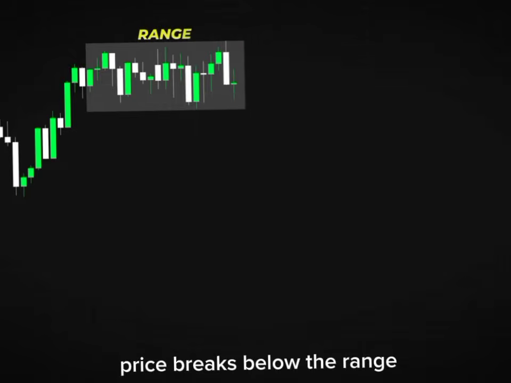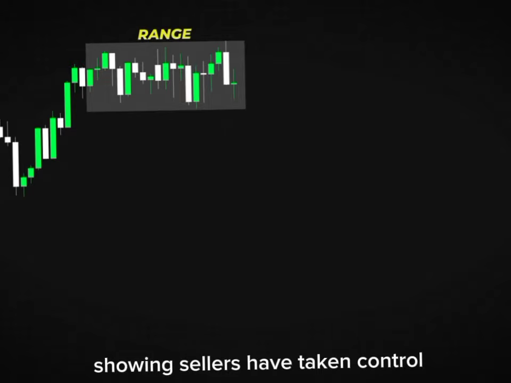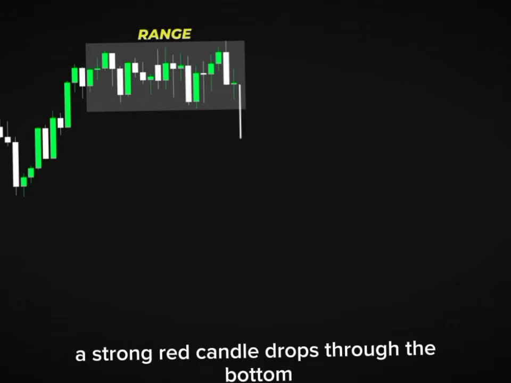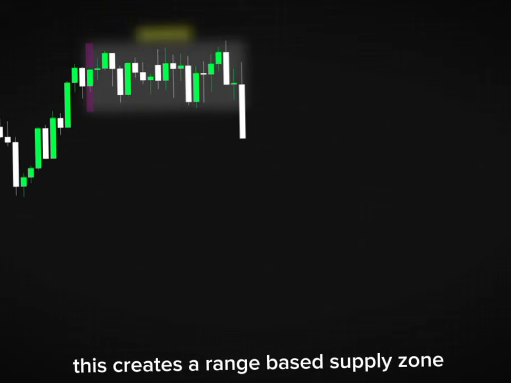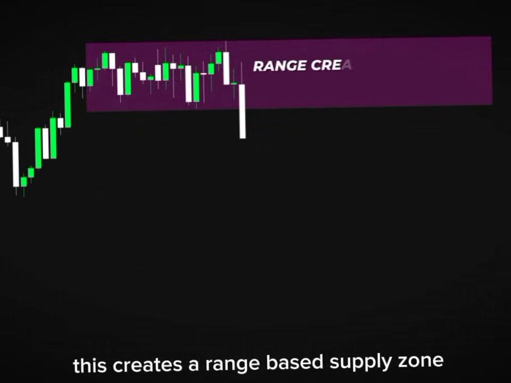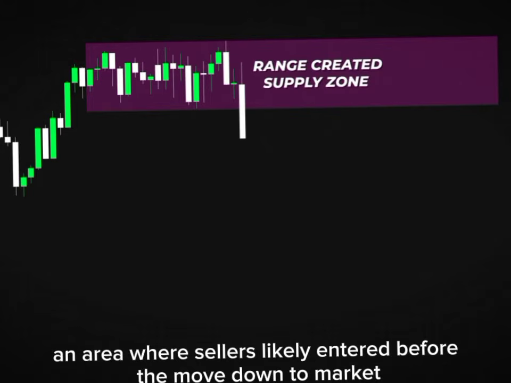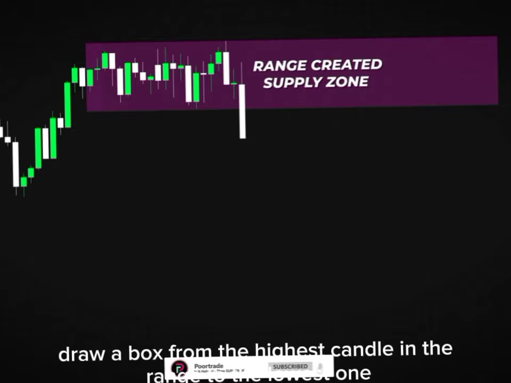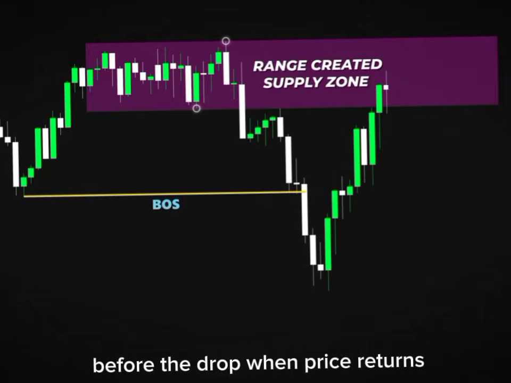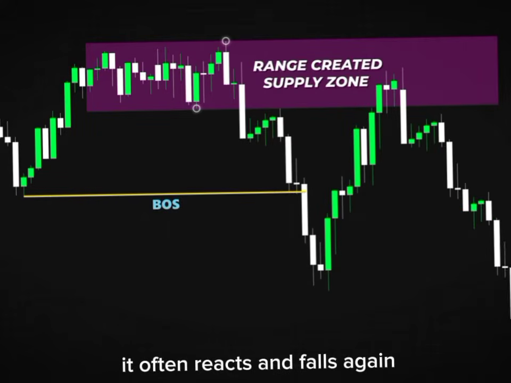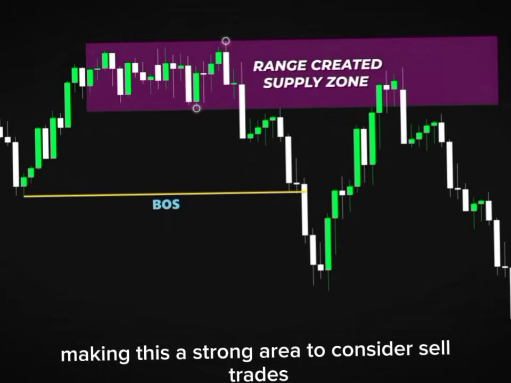Supply zones are the opposite of demand zones. Instead of breaking upward, price breaks below the range, showing sellers have taken control. After some sideways movement, a strong red candle drops through the bottom. This creates a range-based supply zone, an area where sellers likely entered before the move down. To mark it, draw a box from the highest candle in the range to the lowest one before the drop. When price returns, it often reacts and falls again, making this a strong area to consider sell trades.